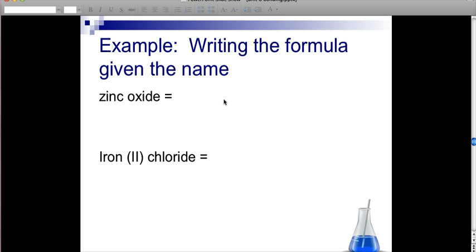So now we're going to write their formulas. Zinc is a +2 ion, oxygen is a -2 ion, so to put them together we just end up with ZnO. Iron 2 means that the iron has a +2 charge, chlorine is a -1. When we place them together, we cross the numbers and end up with FeCl2.